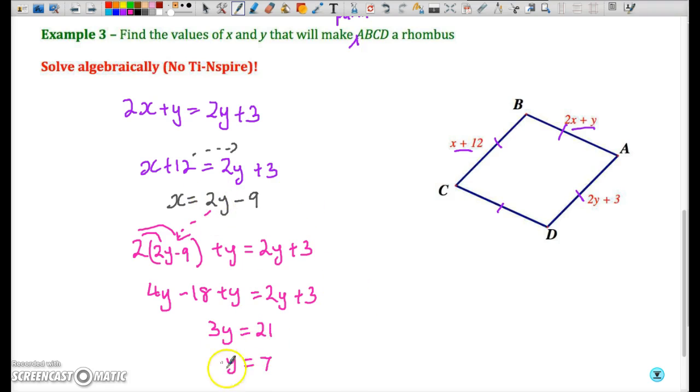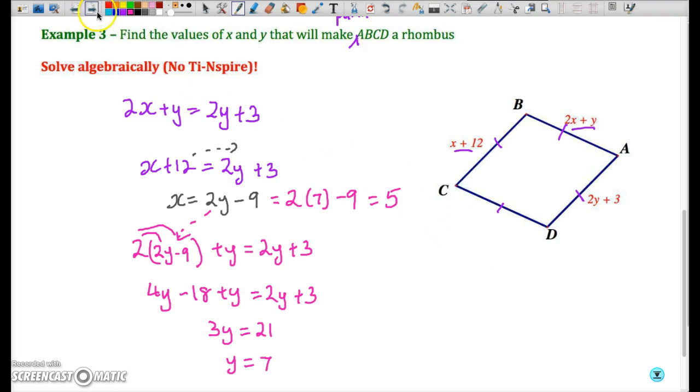Our last step is to take the y equals 7 value, substitute it back into this expression here where we have x, so it's 2 times y minus 9, 2 sevens 14, 14 minus 9 leaves us with an x value of 5 and a y value of 7.